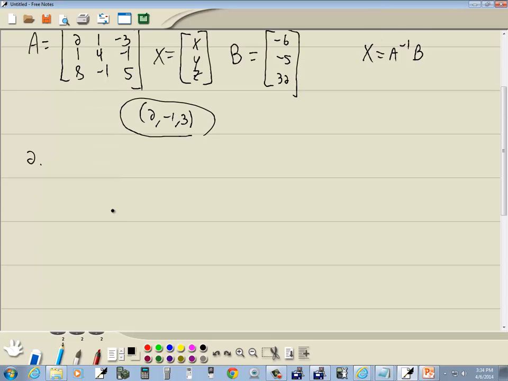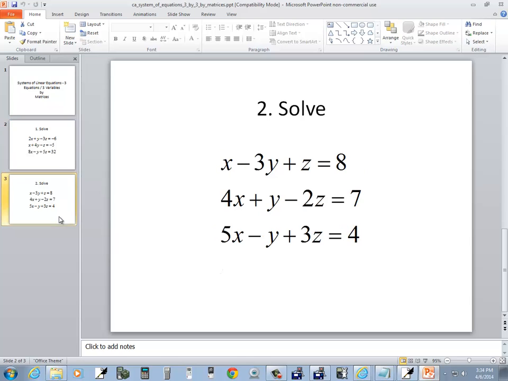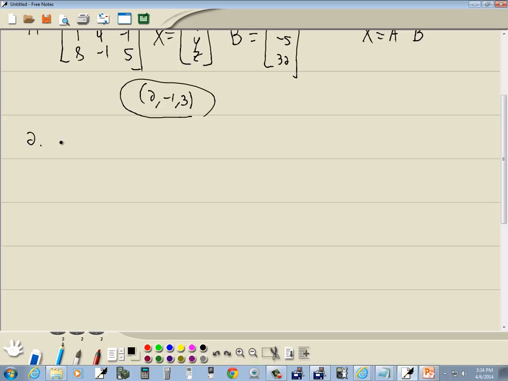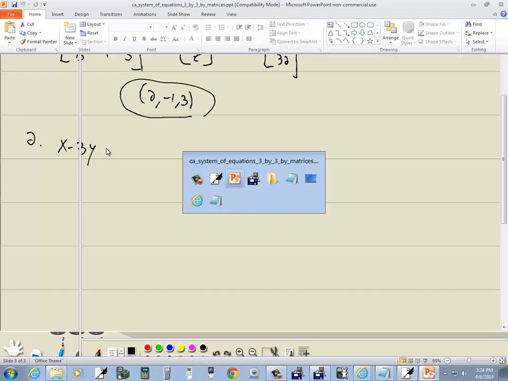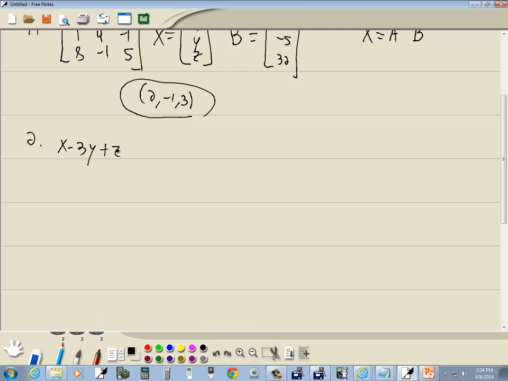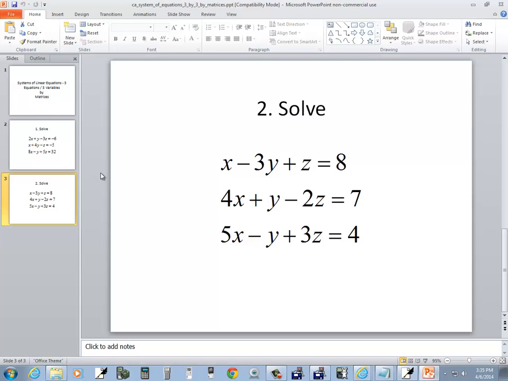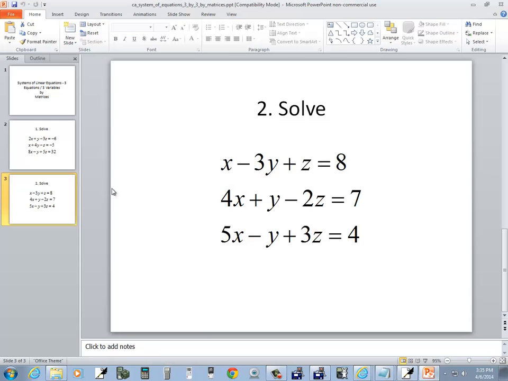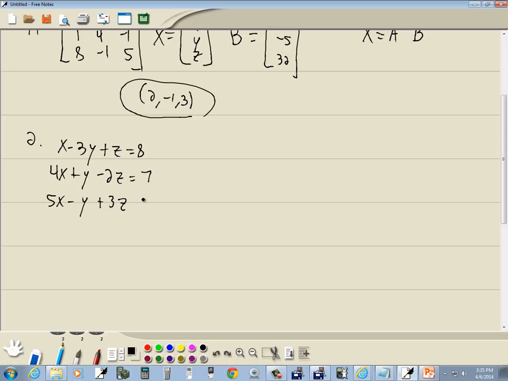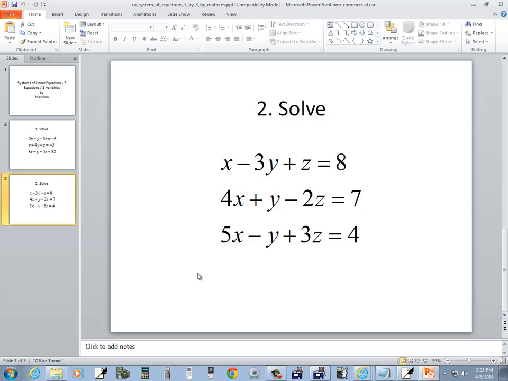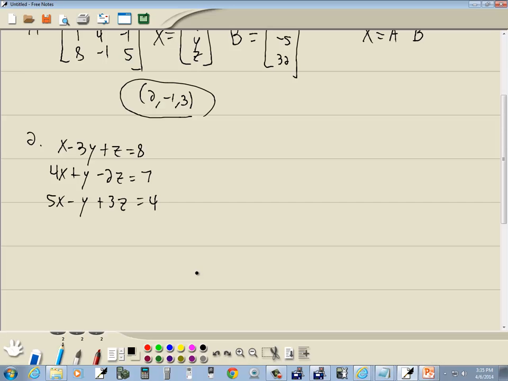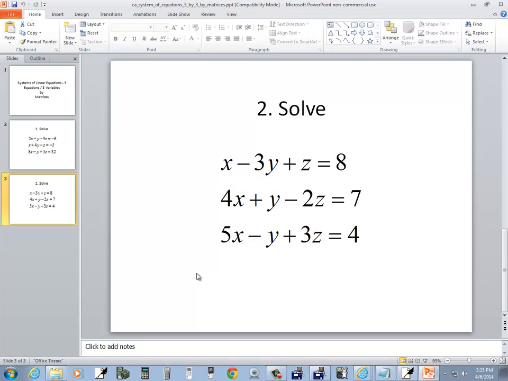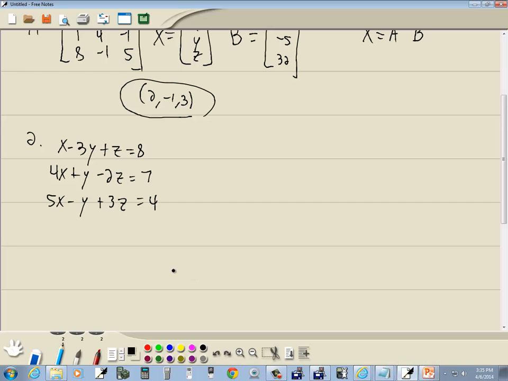Okay, let's look at our second example. So here we got x minus 3y plus z is equal to 8, and 4x plus y minus 2z is equal to 7, and 5x minus y plus 3z is equal to 4. Now let me double check my numbers. Okay, that looks good.